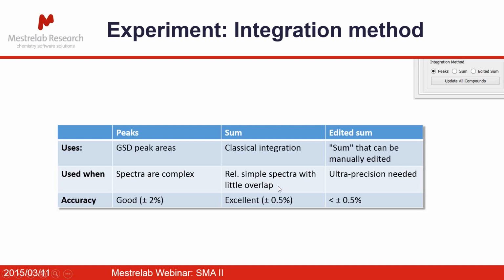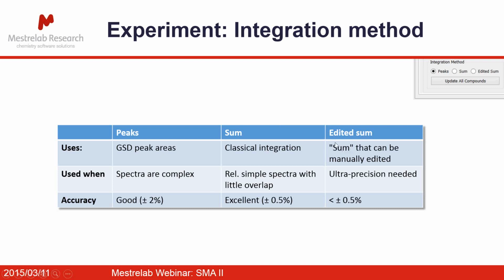So it's simply going to determine the area from one ppm value to a second ppm value, and it gives you good, much better accuracy, really, and you can expect that to be something of the order of about 0.5% or so. Now, the last of these is the edited sum, which is a special algorithm that we have developed with input from Torsten Schönberger.